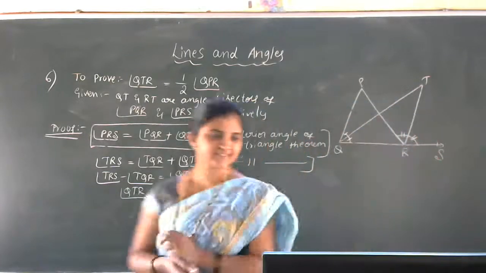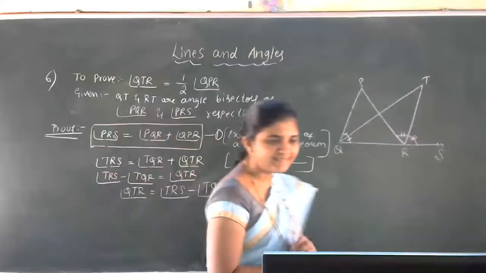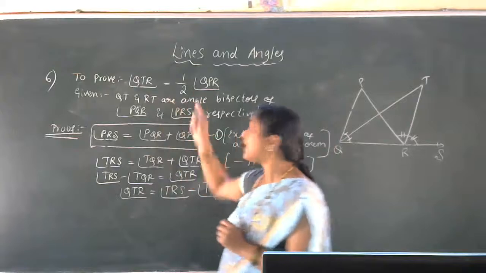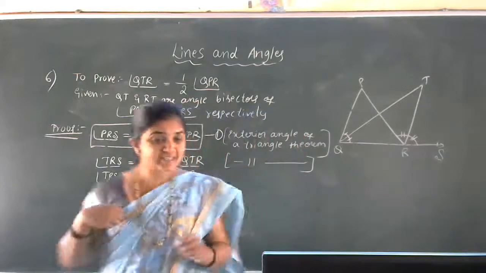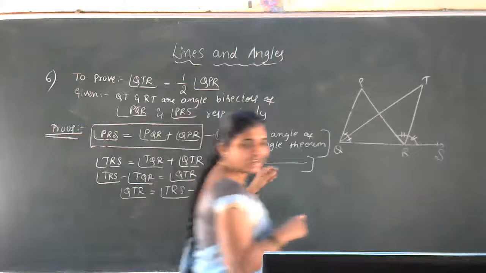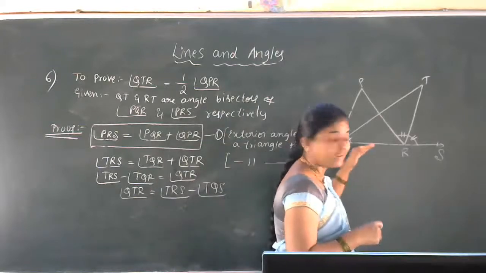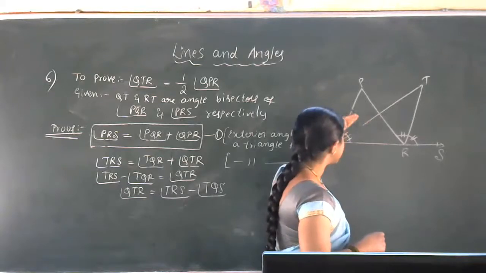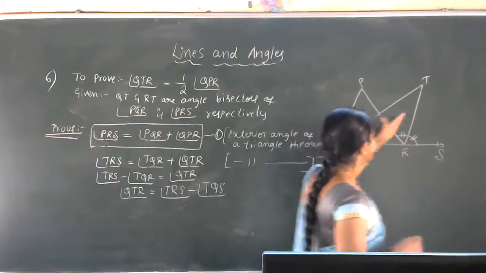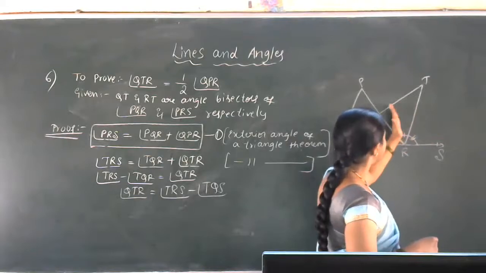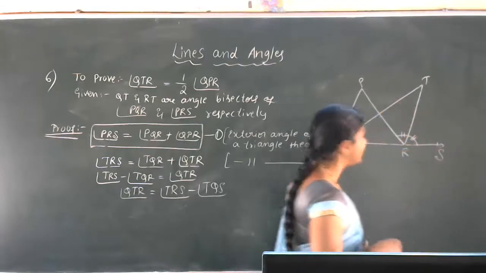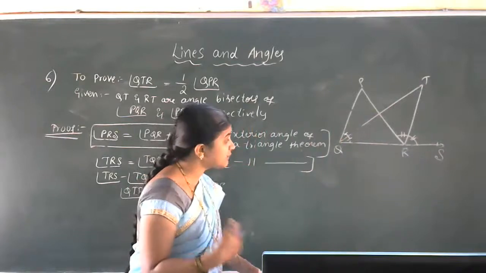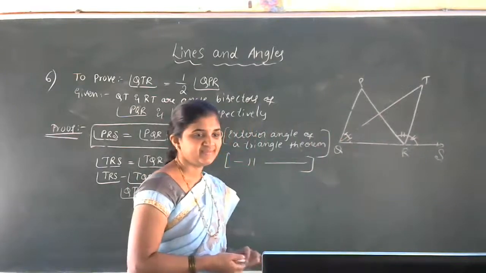TRS. How can we write TRS? Hello, students. We need the above proof, half of QPR. Just observe what is given in the data. What is given actually? QT is the bisector, in the sense this angle is equal to this. And RT is the bisector of this one. Then this angle is equal to this angle. So which concept can we use?